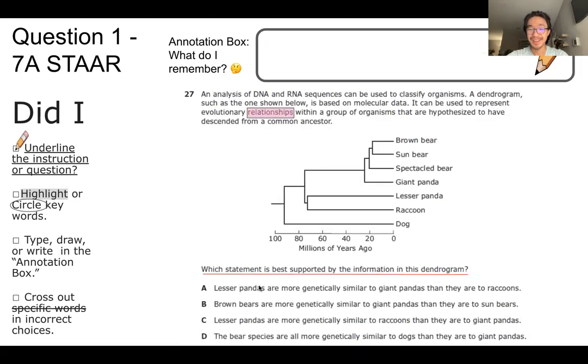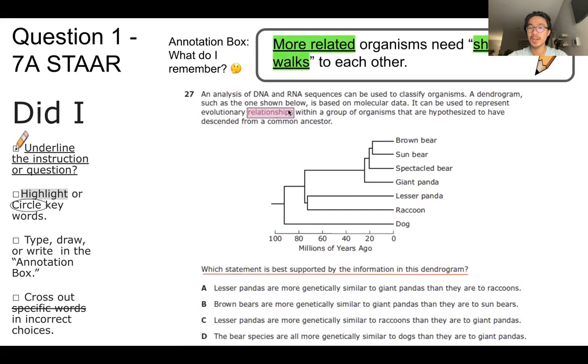Let's underline the question again. Which statement is best supported by the information in this dendrogram? We've highlighted the word relationships because we're talking about relationships, and we remember that more related organisms need shorter walks to get to each other.